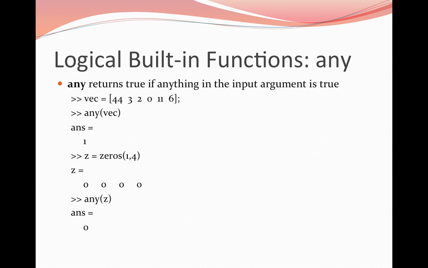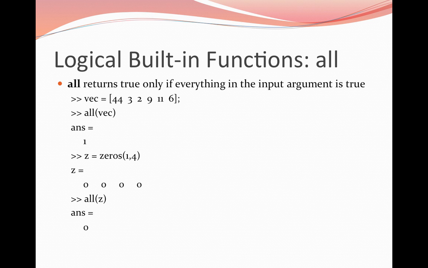MATLAB has several logical built-in functions. The first one is any. The function any returns true if anything in the input argument is true. Recall that any non-zero value is a way of representing true. So my vector vec has a lot of non-zero values, so any of vec is going to return true. If I had a vector of all zeros, then nothing would be logically true, so any of z would give me 0 as a result.